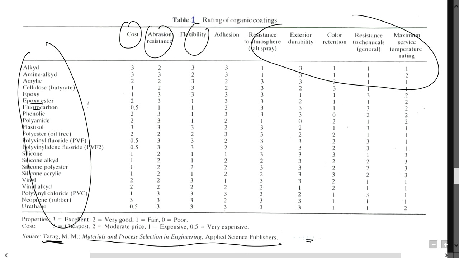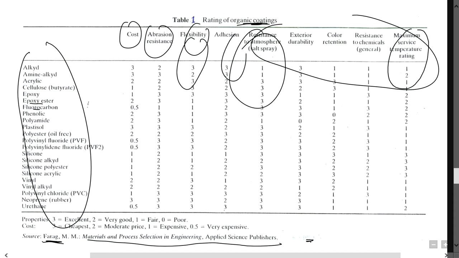Okay, but at least you get to know that the different coatings, this is organic coatings, will give you different types of properties. Alright, the resistance to atmosphere, flexibility, adhesion, everything. So at least it opens up your mind. Temperature rating, chemical reactions, things like that.